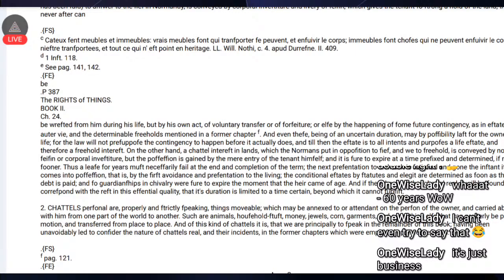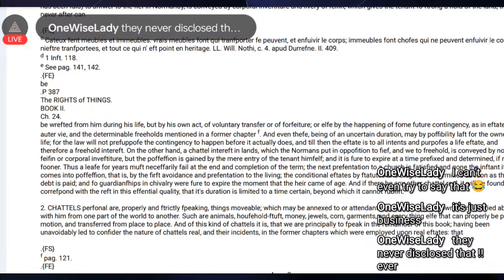On the other hand, a chattel interest in lands, which the Normans put in opposition to a fief, and we to freehold, is conveyed by no seisin or corporeal investiture, but the possession is gained by the mere entry of the tenant himself, and it is sure to expire at a time prefixed and determined, if not sooner.